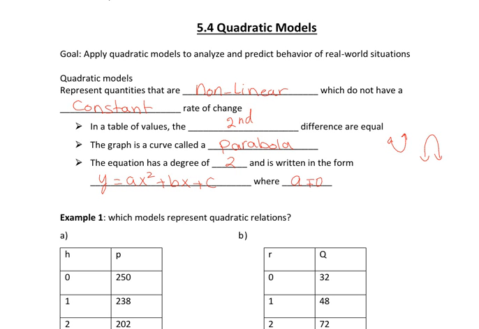So if I have a table of values and I want to know if it's linear or quadratic, all I have to do is the first and second difference, right? If the first difference is constant, I know it's linear. If the second difference is constant, I know it's quadratic. If I have a graph, it depends on the shape. If it's a parabola shape, it's quadratic. If it's a straight line, it's linear. And if I look at the equation, depending on the degree, I can decide if it's linear or quadratic.